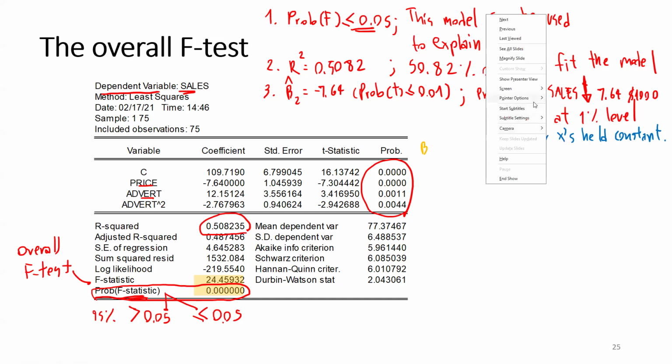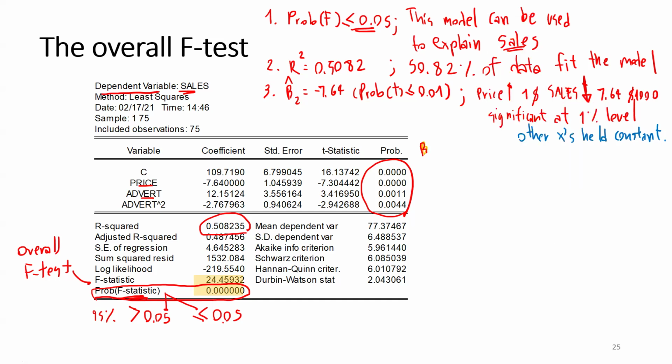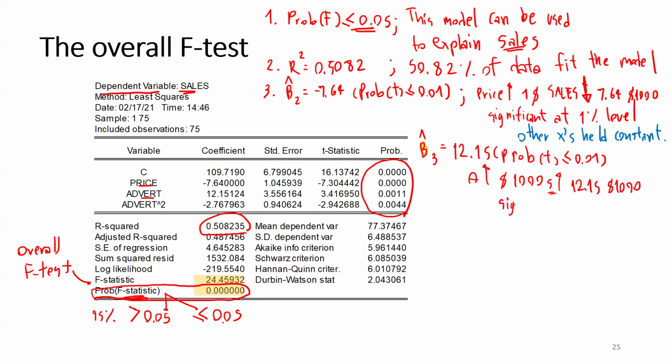Oh, I hate this color. Beta 3 equals the above, again with p-value less than 0.01, which means if advertisement increased by 1,000, sales increased by 1,000, significant at the 1% level, other X held constant.